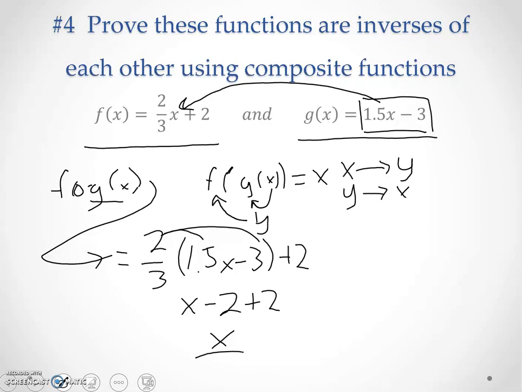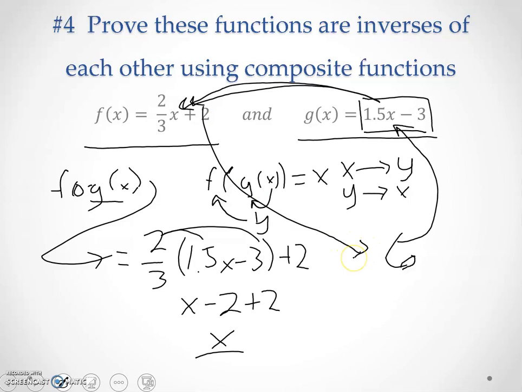So for example, if I plug in a 6, and I just picked 6 randomly, and I plug that into the g of x function, I'm going to get a number. But then if I plug that number into the f of x function, it's going to put me back at 6. And so let's just try this. 1.5 times 6 is 9. 9 minus 3 is 6. I probably should have picked a different number. And if I put 6 in over here, 2/3 of 6 is 4, and 4 plus 2 is 6.